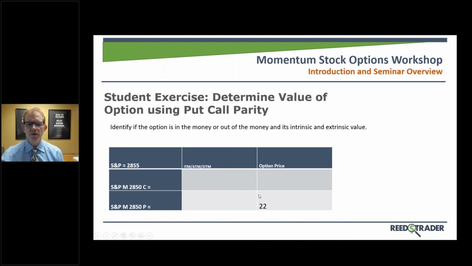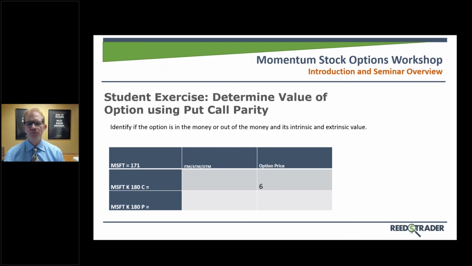We know that the extrinsic value of calls and puts are the same. So if the extrinsic value of the put is 22, it's also 22 for the call. So we're going to take 22 plus the 5 points of intrinsic value, add it together, and we're going to get $27 is the value of the call. $22 is the value of the put. There it is. We can run a proof. Call price minus put price should equal the difference between the underlying and the strike. 27 minus 22 is 5. 2855 minus 2850 is 5.